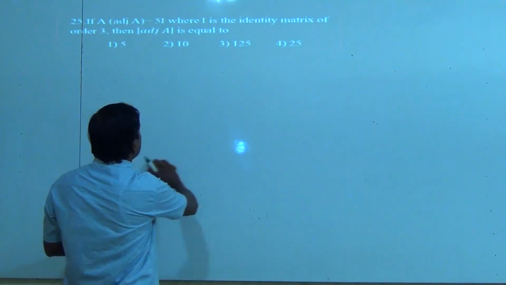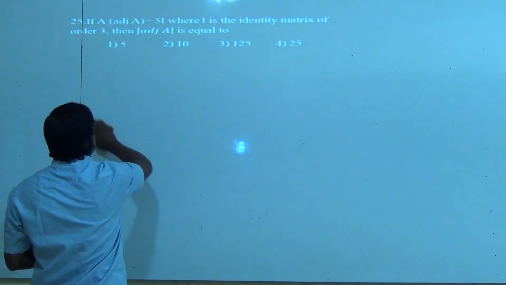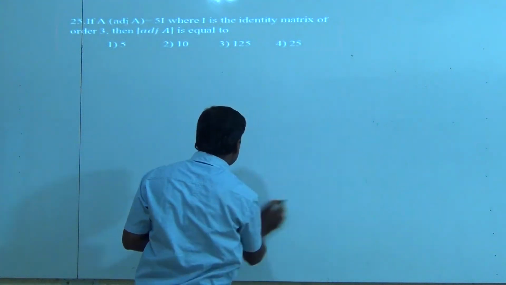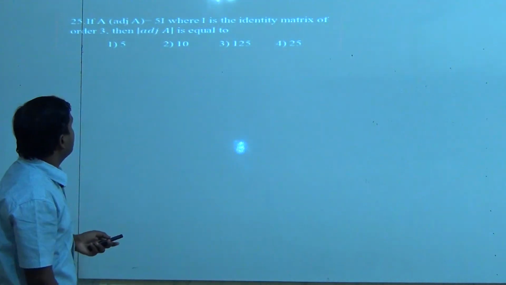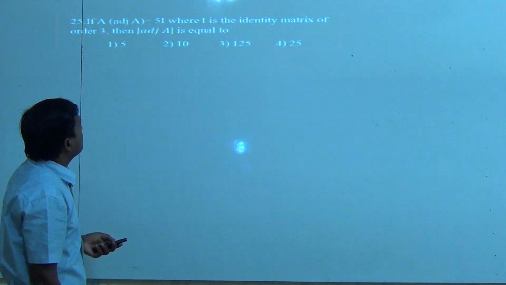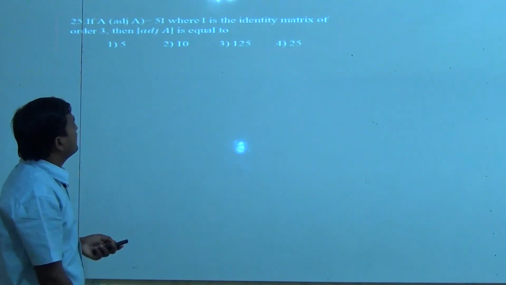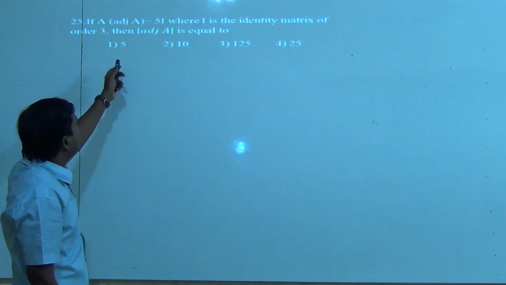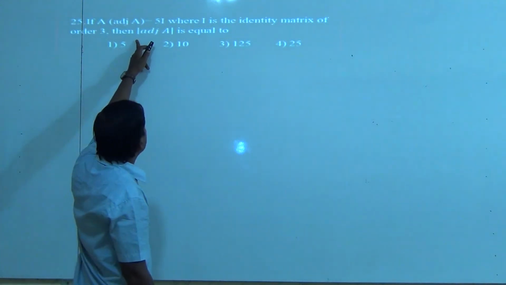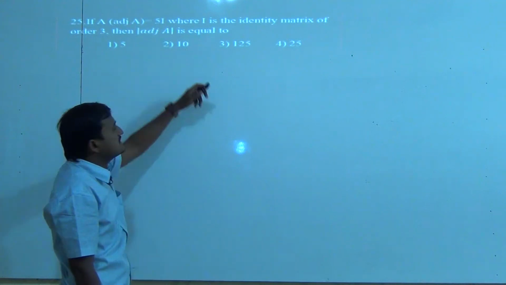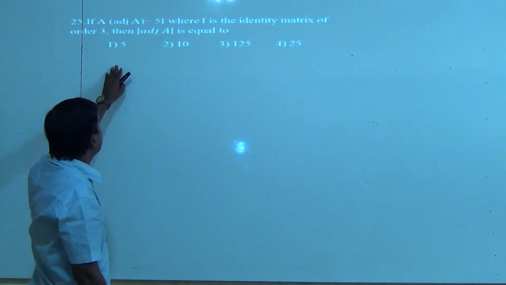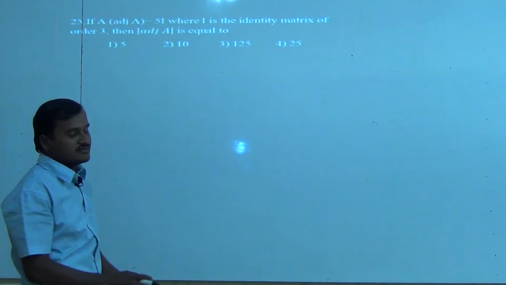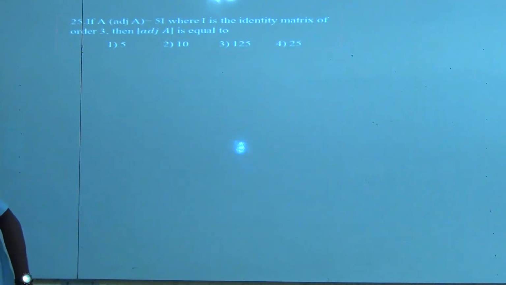Question number 25. If A into adjoint of A equals 5I, where I is the identity matrix of order 3, then what is the value of determinant of adjoint of A? So here we should find the value of this one. First I will cross verify this question.